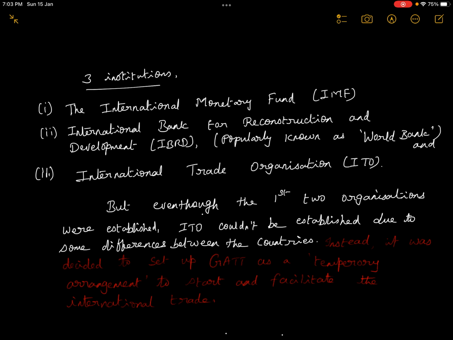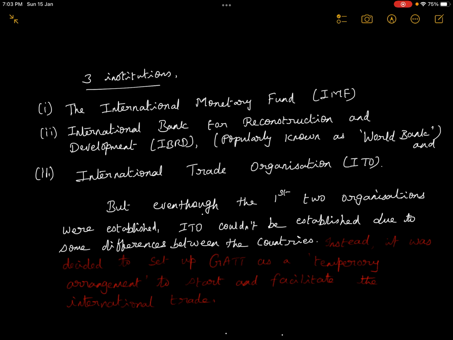Reconstruction, mainly to reconstruct all the economies which were devastated by war, and also to make the economies prosper and develop. IBRD is popularly known as the World Bank. And the third one was the proposal to establish the International Trade Organization to monitor the trade relations between the different countries. This was the conclusion after the Bretton Woods conference in 1944.